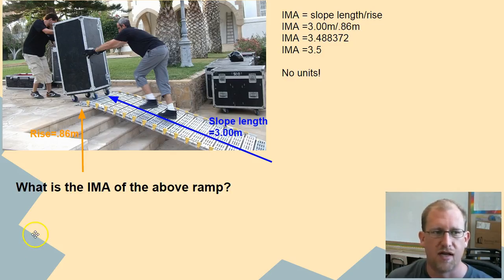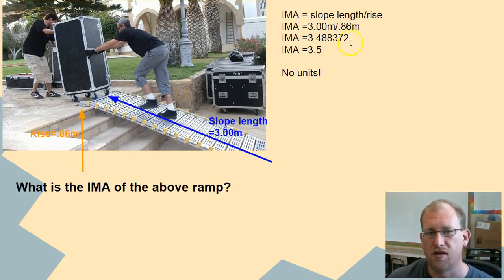And so here's a pair of sound equipment people, and they're bringing some equipment up to a stage, and rather than pick this box up 0.86 meters straight up off the ground, they're going to use their 3-meter ramp to bring it up to the top of the stage. So what's the ideal mechanical advantage here? The ideal mechanical advantage is the slope length divided by the rise for a ramp. So the slope length here, it's a 3-meter ramp, and they got it 0.86 meters off the ground by using that ramp. So 3 divided by 0.86 is an ideal mechanical advantage of 3.5.